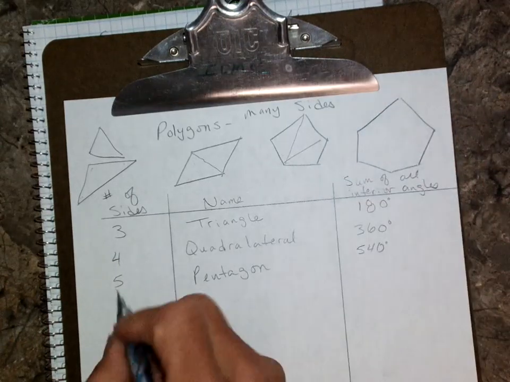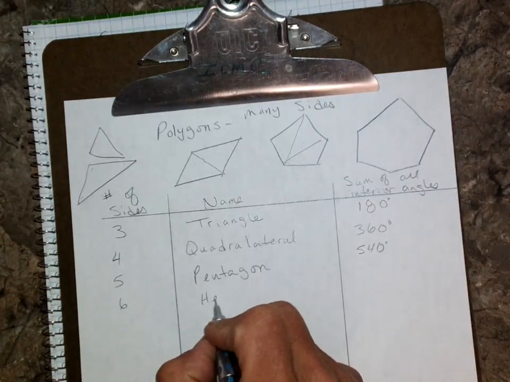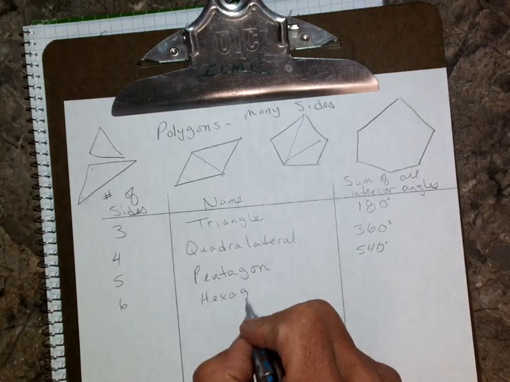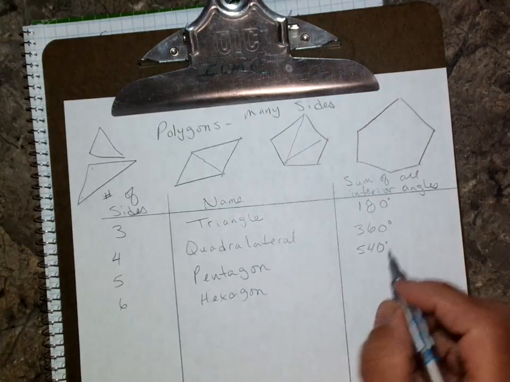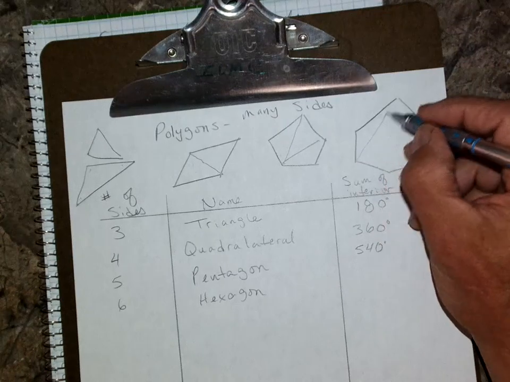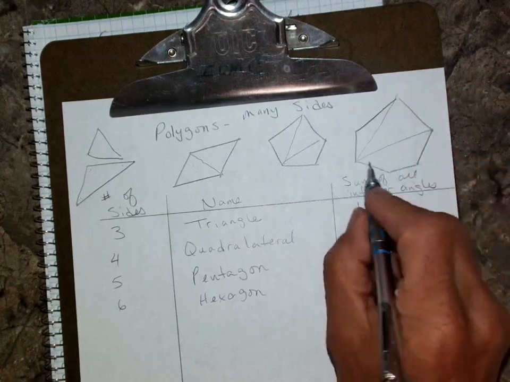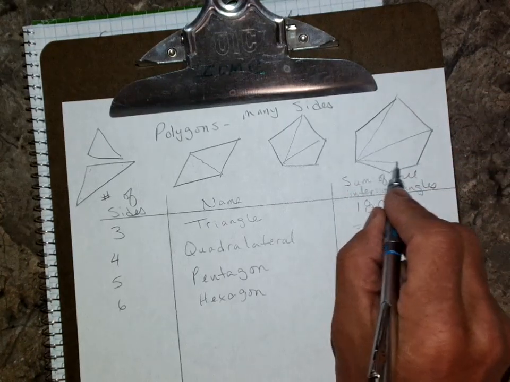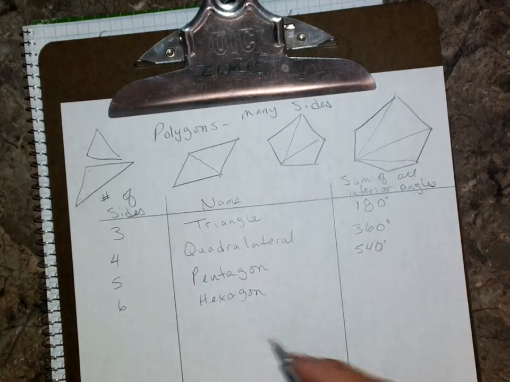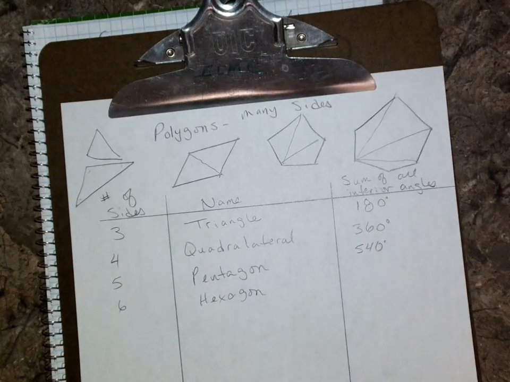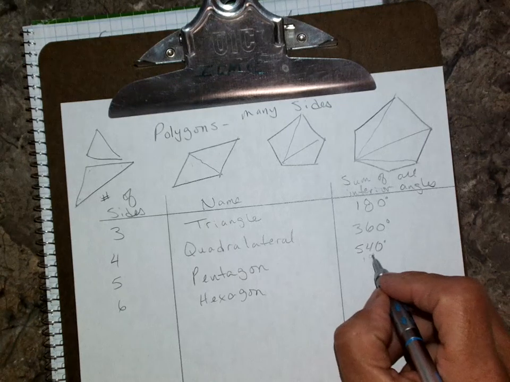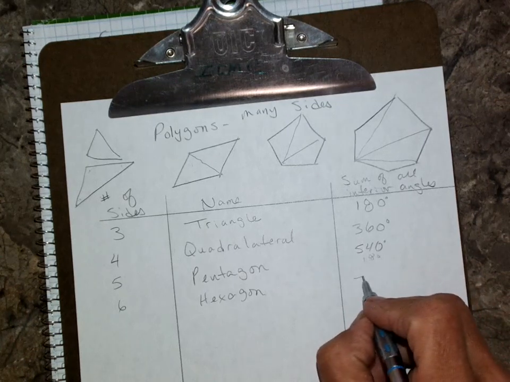This figure, 6 sides, is a hexagon. And a hexagon has, in a sense, 4 triangles in it. So it's just adding another 180. So a hexagon is going to be 720 degrees, right?